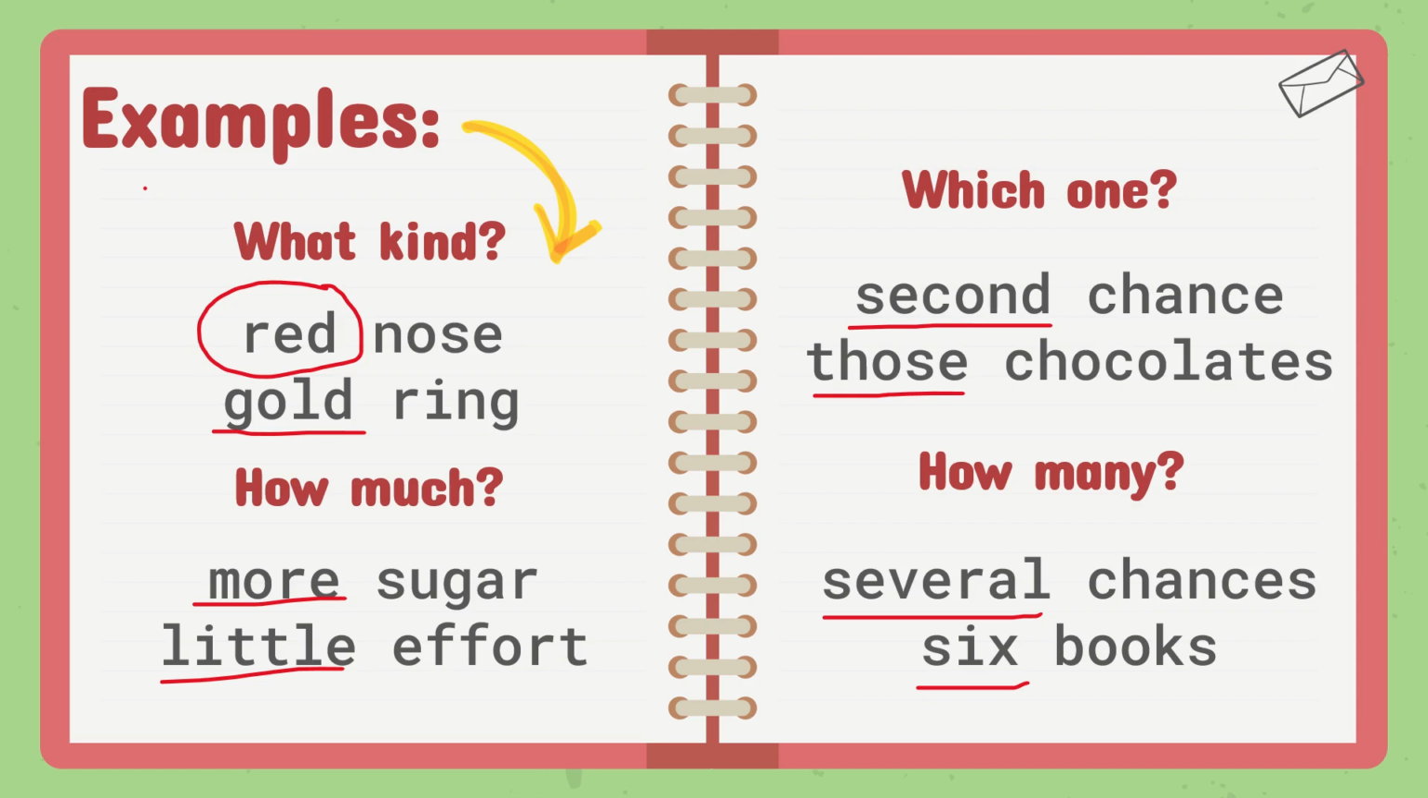Then we have how many. Adjectives tell us how many, the quantity of nouns. So we have chances, several chances. So several tells us how many. Okay, so the word several is adjective. Then we have 6 books. Books is noun. How many books? 6 books. The word 6 here becomes adjective.